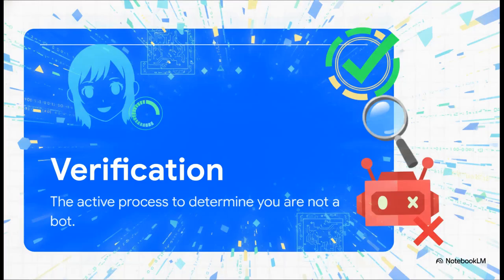Which brings us to a core definition straight from our source. Verification is the active process displayed on this page while the website determines you are not a bot. That is literally the only reason this page exists. It pops up for 5 seconds just to make that one critical bot-or-not determination. It's essentially asking, hey, are you human or are you a machine?